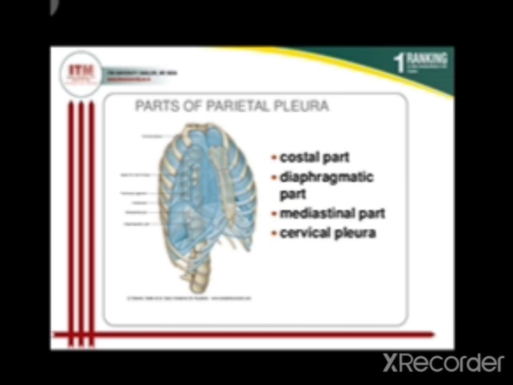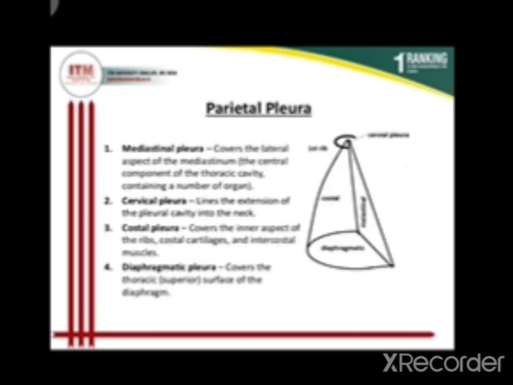Next, you can see how the parietal pleura is divided. The mediastinal pleura covers the lateral aspect of the mediastinum, the central component of the thoracic cavity containing a number of organs. The mediastinum is the central part where the heart is situated, and around that space it covers the lateral aspect of the mediastinum.